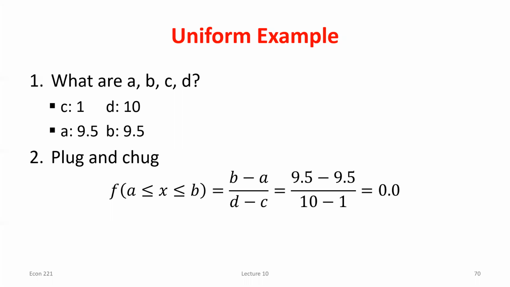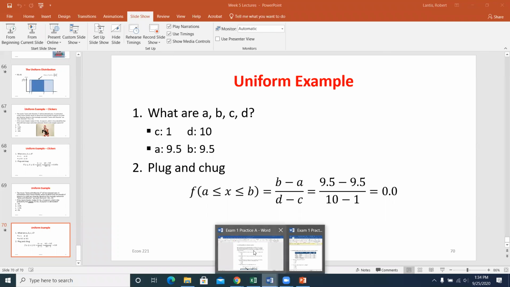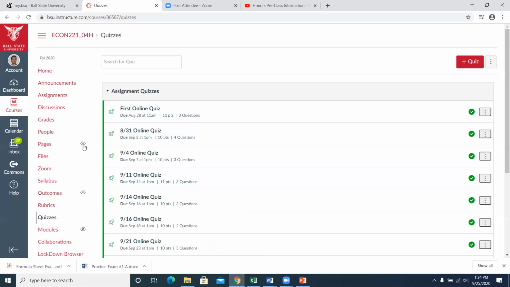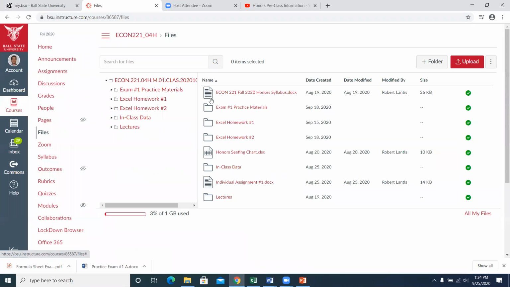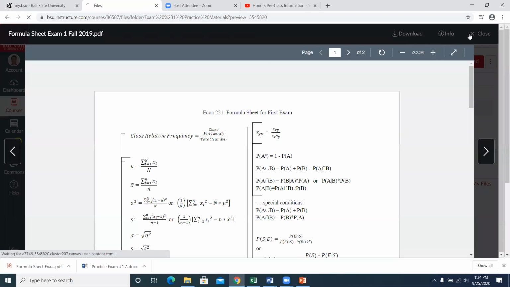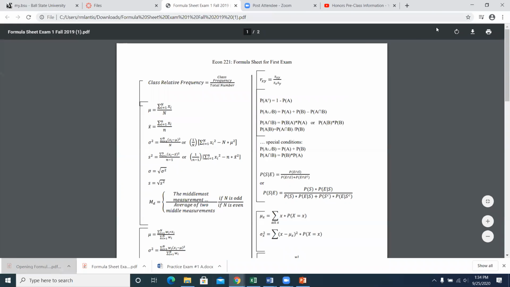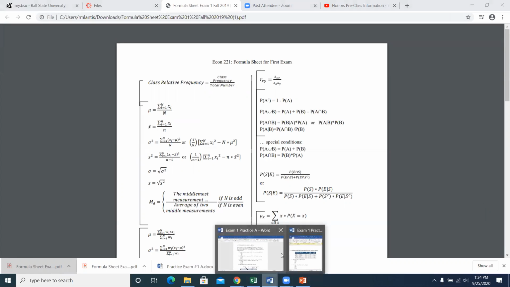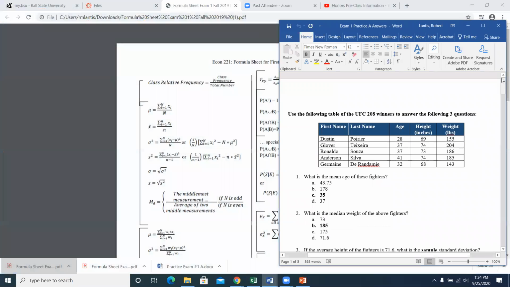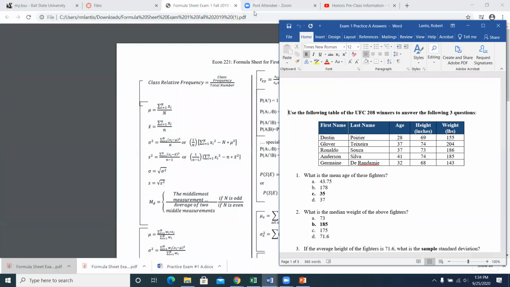All right, so let's go to practice exam A. And actually, I also want to have on hand this formula sheet. So here's my formula sheet. Where's the practice exam? There it is. Practice exam A. Wait, is this the right one?